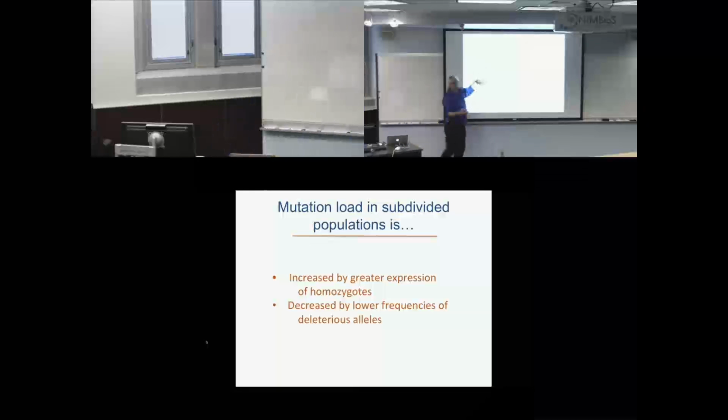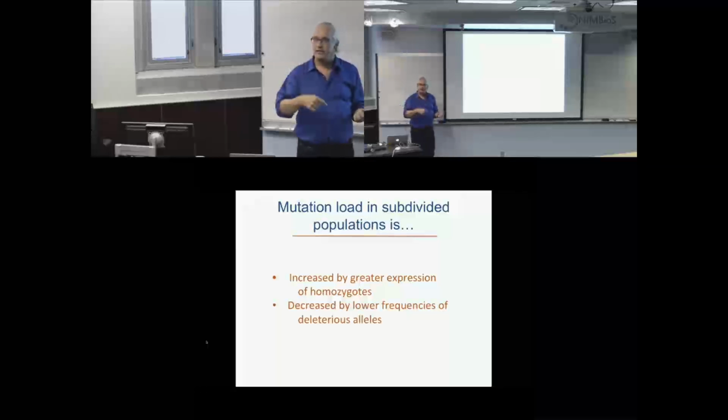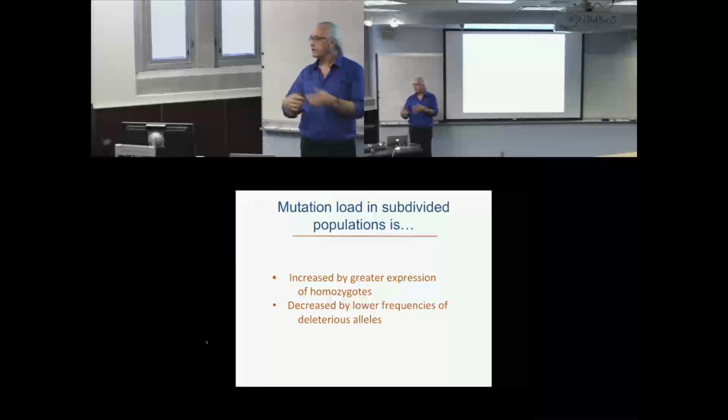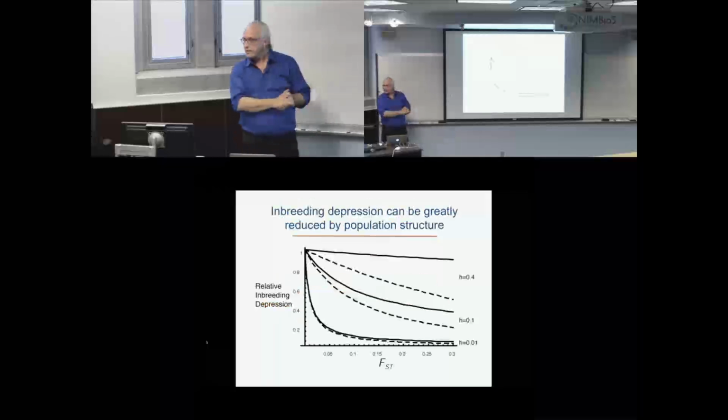Okay, so now this gets a little more complicated again. We tend to have a lower frequency of deleterious alleles, as you saw on the previous slide, in a structured population. But they're also expressed as homozygotes. So the actual fitness consequences for the individuals that carry them may be a bit larger on average in a structured population. So how does that interdigitate? Well, that's shown here on this slide.